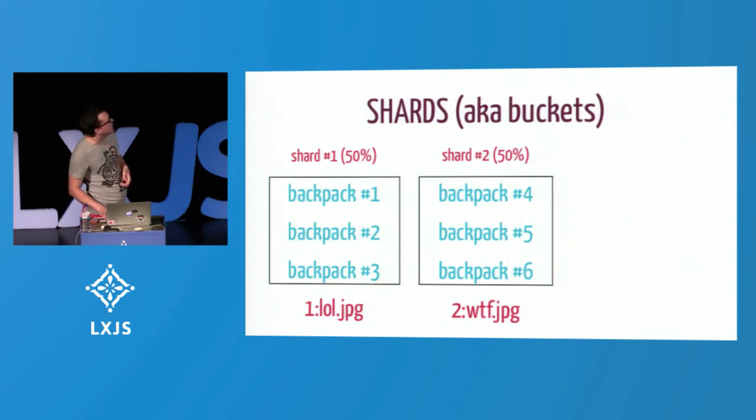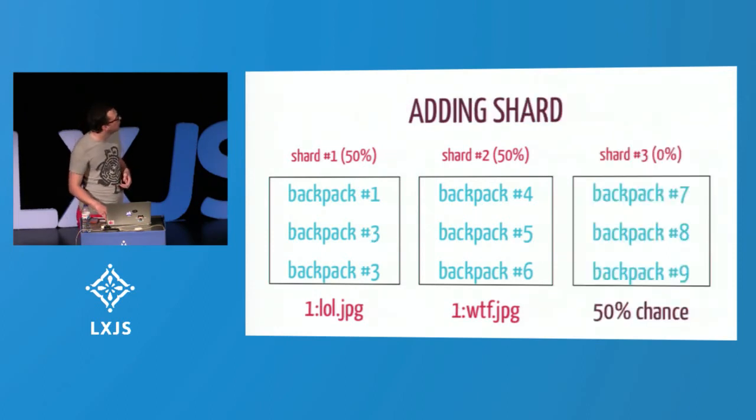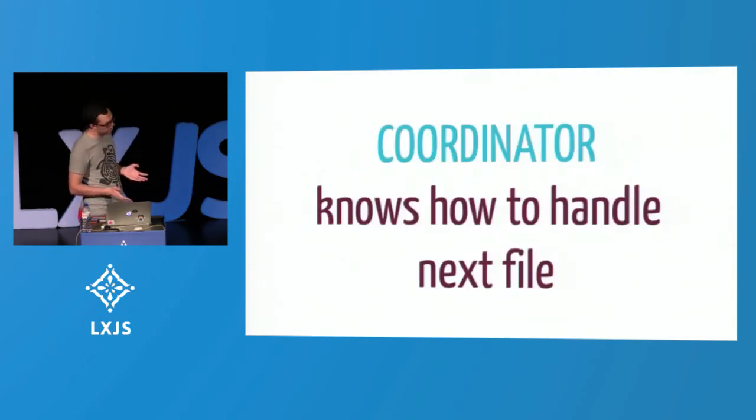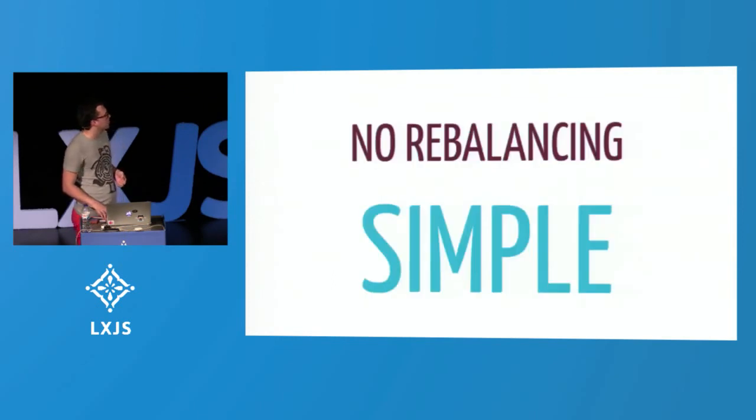And you probably notice the empty space on the right. So let's add 1 more shard. This shard is empty, so it has a 50% chance to save new photos. So if you want to save the next photo, you have a 50% chance to save it on this shard. And eventually, every shard will have the same used capacity. So the coordinator actually knows how to handle the next files this way. And there's no rebalancing. It's simple.